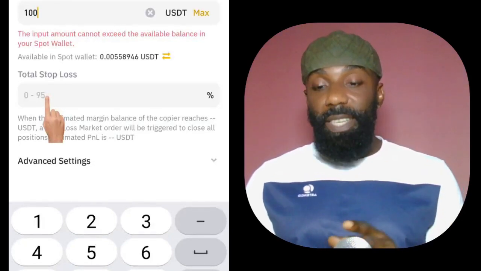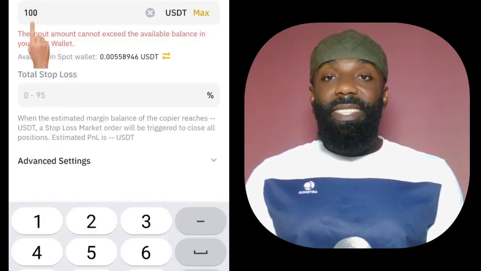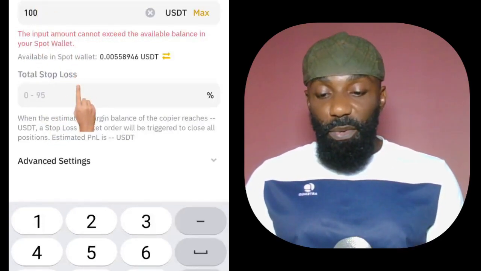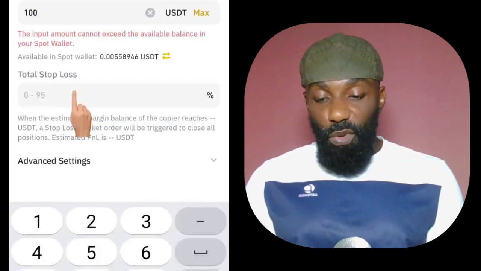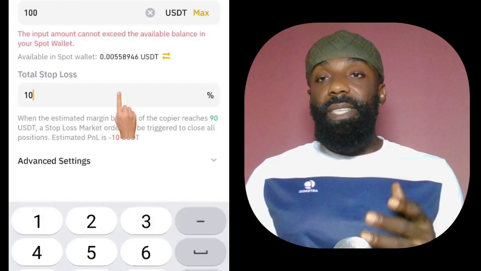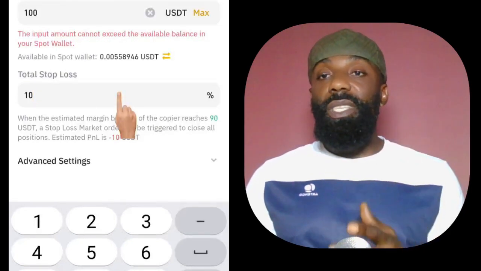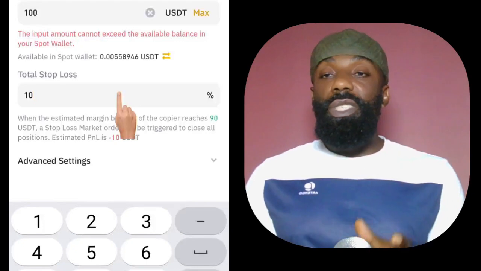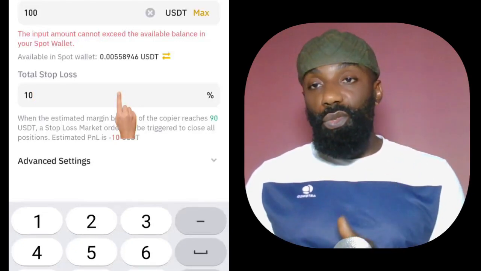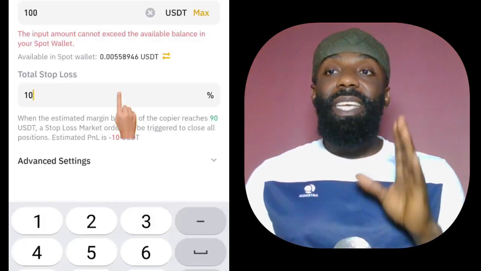If you don't want to lose more than 10% of your fund, remember 10% of this $100 is $10. Then if you don't want to lose more than $10, here you're going to put 10%. So if the person takes the trade and somehow the trade goes against him and he loses $10 out of your account, the trade is going to close. So it cannot lose more than 10% out of your account, which means $10.